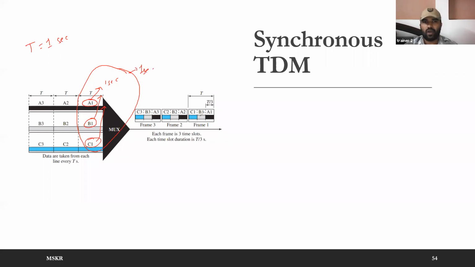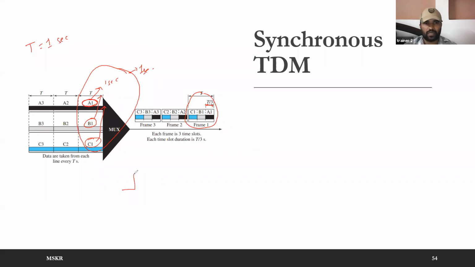Whatever signal is received from A, that is A1, will be compressed into 1/3 of t, that means t/3, that is 1/3 second in this particular example. By doing so, you get a frame which contains the compressed signals. So compression is with respect to time.